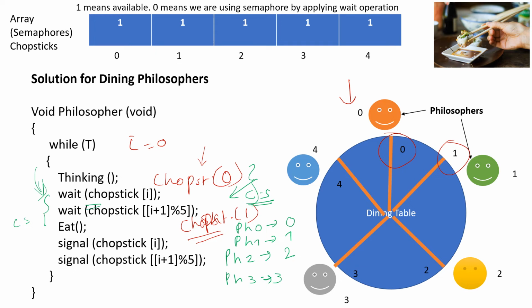So what will happen in this case? Deadlock will occur. Why? Because philosopher 0 wants 0 and 1, philosopher 1 wants 1 and 2, philosopher 2 wants 2 and 3, and so on. But the second chopstick is not available. It is held by some other philosopher, and that philosopher will not release it till he or she completes the task. This is how the deadlock situation occurs, and this is the disadvantage of this approach.